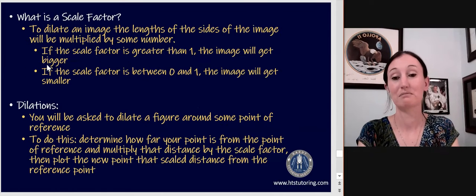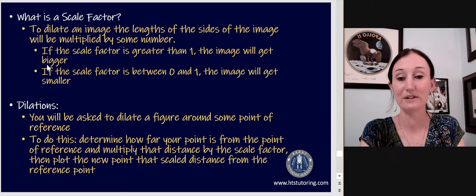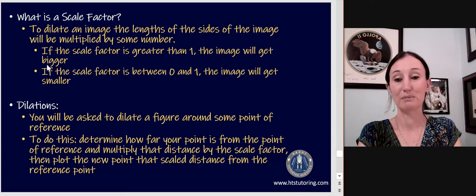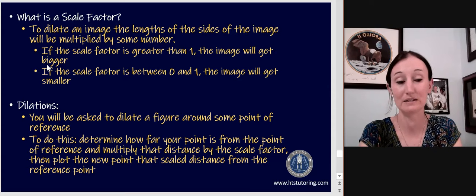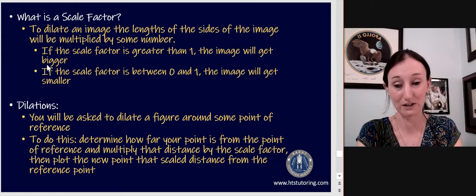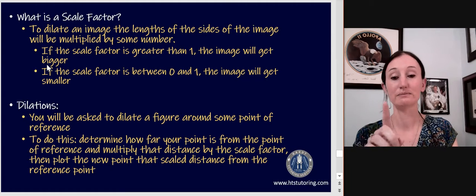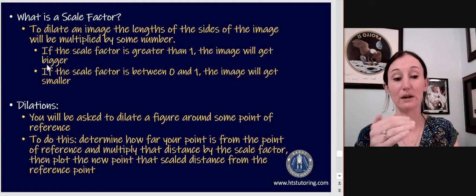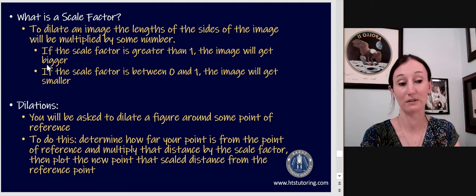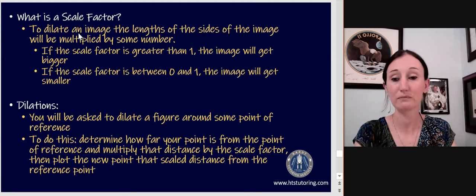One of the terms is scale factor, and in these videos, we're going to be determining that. So the scale factor is by how much the distances were scaled. For a dilation, they're going to give you a point of reference, and you need to figure out the x and y distances from the point of reference to the point that you're trying to scale. That distance is going to be multiplied by the scale factor, and the new distance is going to be your image.